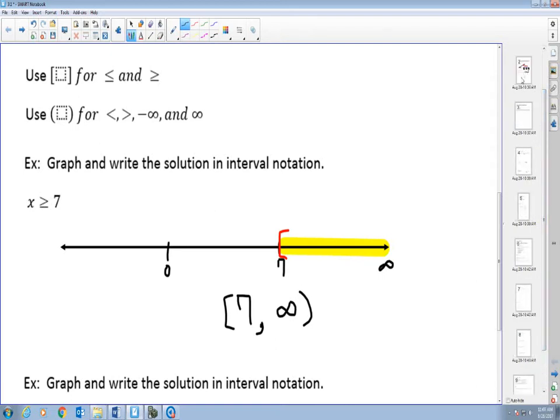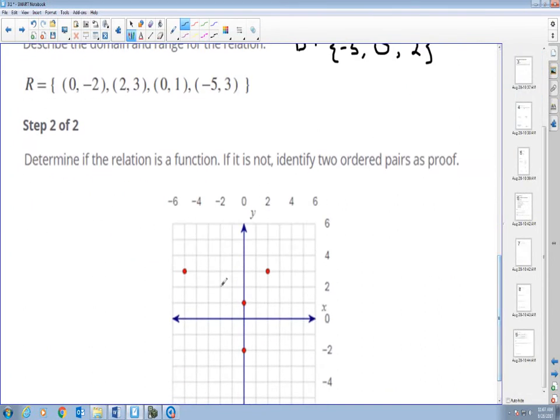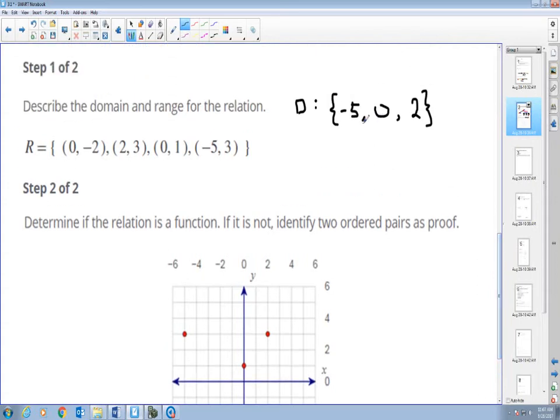In this example, there is nobody in between these points. So I cannot use an interval notation to say it is from negative 5 to 2. This problem doesn't have a negative 4, negative 3, or negative 2. It's just these four points. So in that case, we use set notation. Using a brace is called set notation. That tells the reader that the domain is only for these x values.